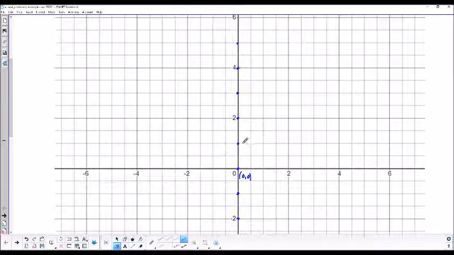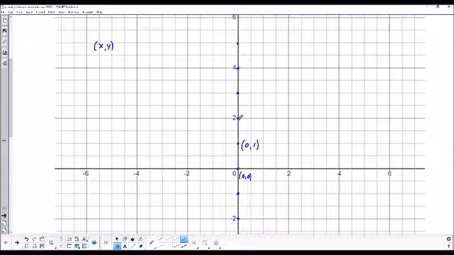What would the next ordered pair be, if we know that ordered pairs are a pair of coordinates in a specific order, x followed by y? Starting at the origin, if we go no direction in the x, but up one in the y, what's the ordered pair there? That would be 0, 1.